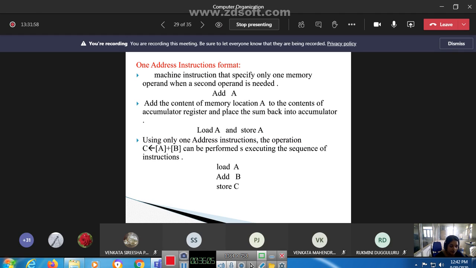And store the instruction copies the content of the accumulator into the memory location. Using only one address instruction, the operation C ← A + B, here is the example, C ← A + B can be performed by executing the sequence of instructions like load A, add B, store C. This is an example of the one address instruction format.